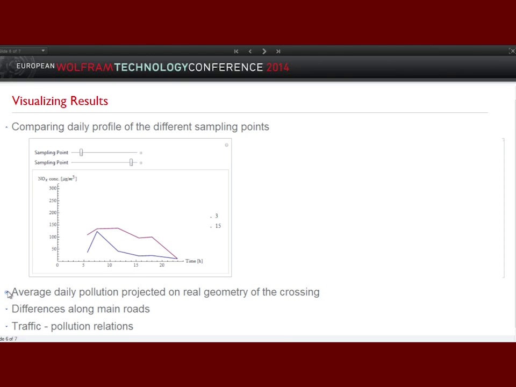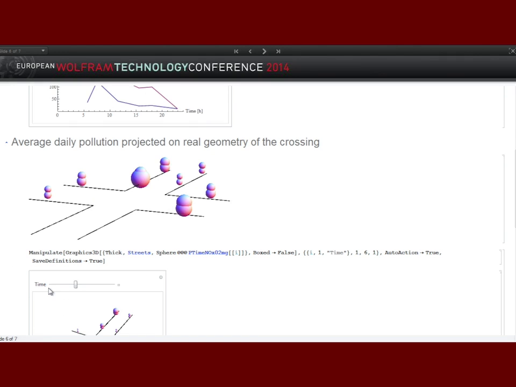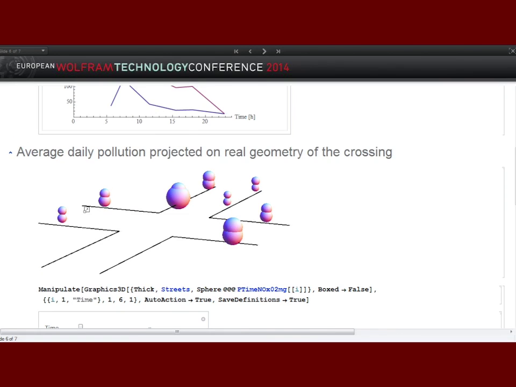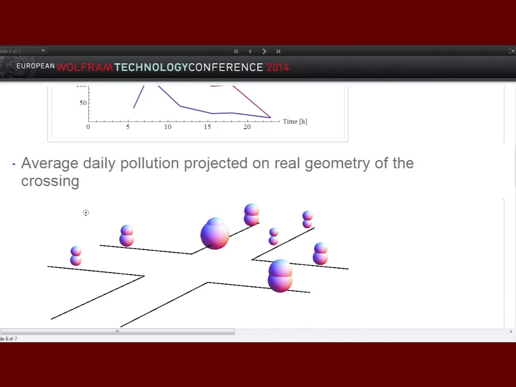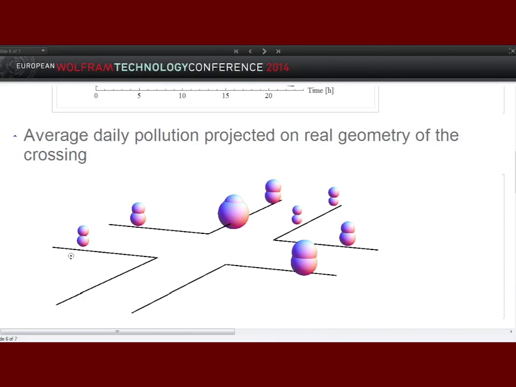So we can project our results onto the real geometry. This is the average. Let me make it a little bit bigger. Yeah. So this is the average nitrogen oxide pollution at that point. The point is exactly at the middle of the sphere. This is generated by the sphere.